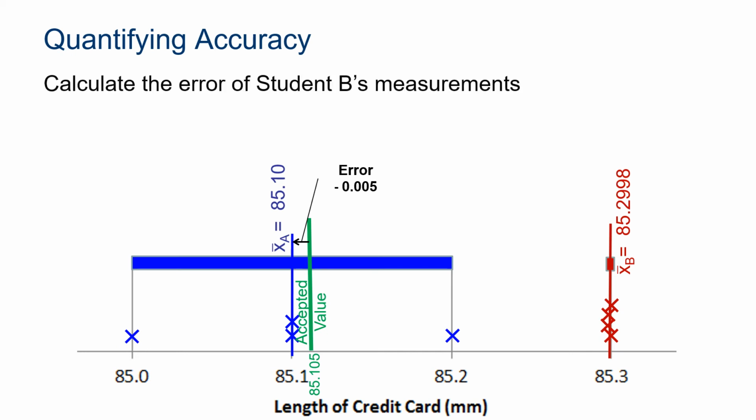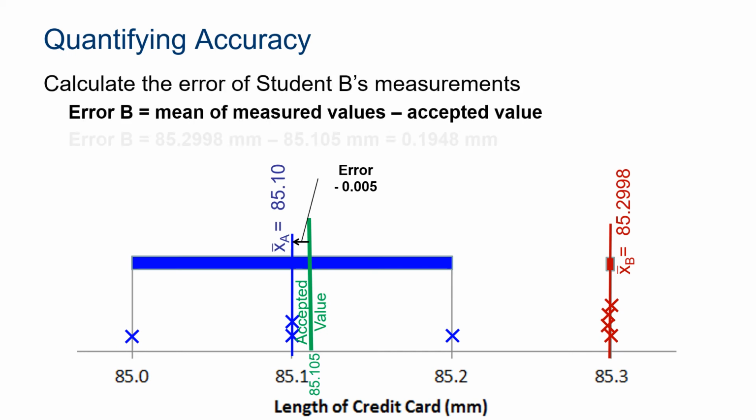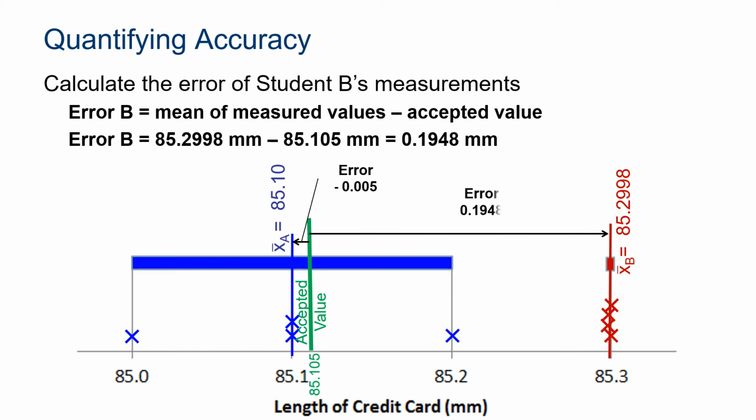For student B, we can calculate the error, and you get 0.1948 millimeters, which is greater than 0.005. When we compare errors to determine the most accurate measurement data set, we compare the absolute value of the error. In other words, the direction of the error is unimportant. So even though for student A we got a negative number, you just take the absolute value and you make it positive. So this is just showing the absolute value.